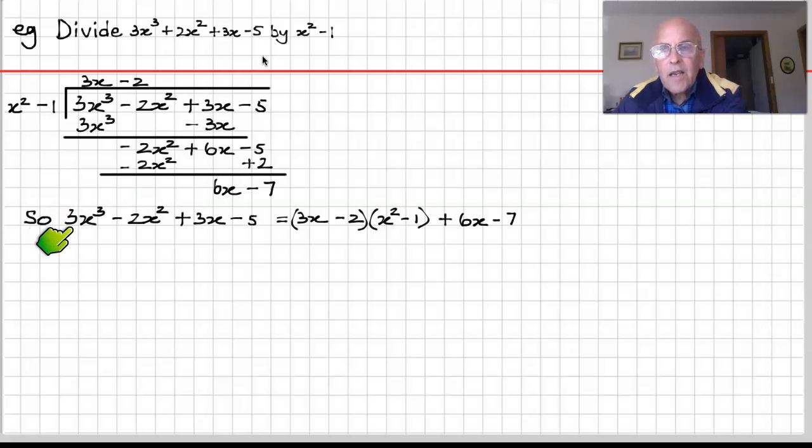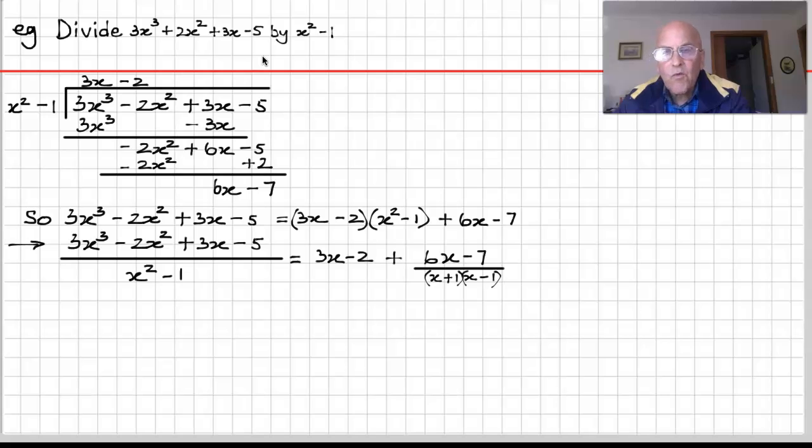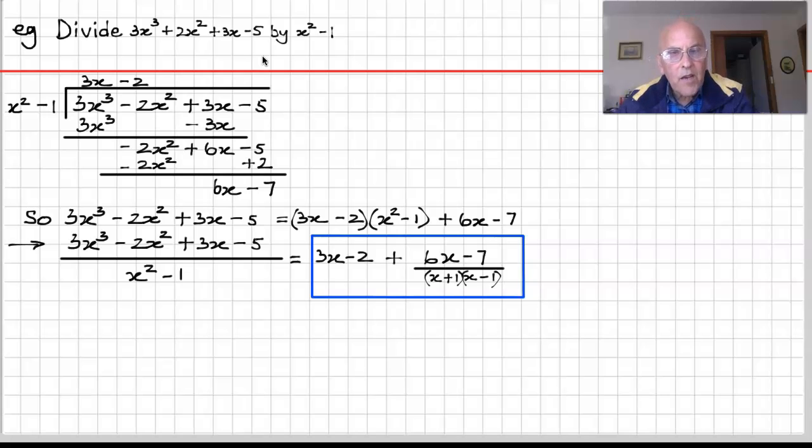So I can say that the polynomial is equal to my quotient times my divisor plus the remainder, or if I want to divide both sides by my divisor, which is the usual way people tend to do it, I get this over this is equal to my quotient plus the 6x minus 7 over my x squared minus 1, which I've factorised as a difference of 2 squares. And there we have it. There's your answer. Okay, well done.